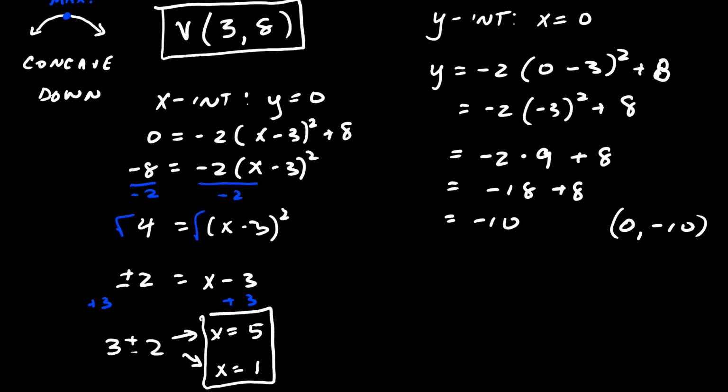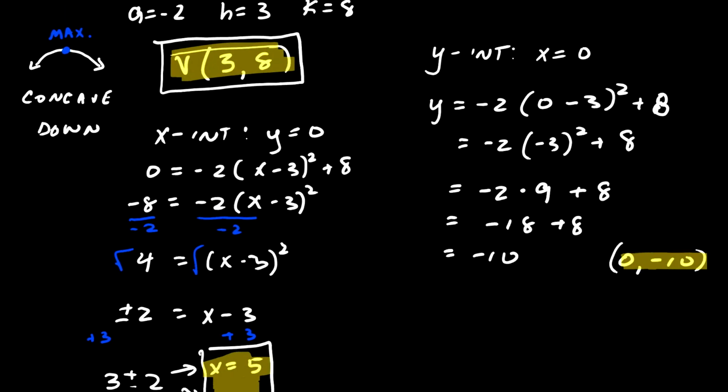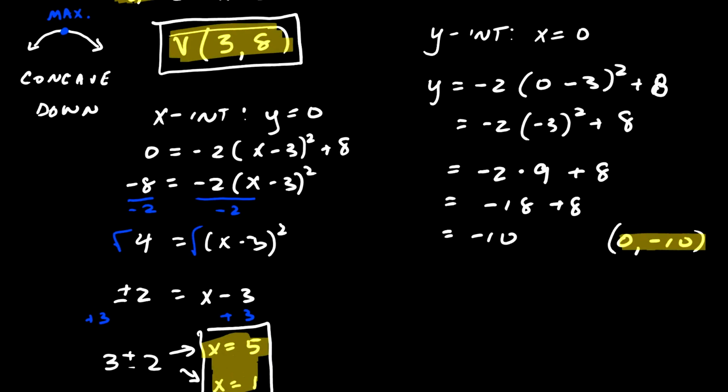So you can see all the things we're going to look at to put together. We have our vertex here. We have our x-intercepts. We have our y-intercept. And don't forget, we have our a value of negative 2. That's going to help us graph it. So let's put all those together on the graph. So that will leave us with something like this. We'll have our graph.